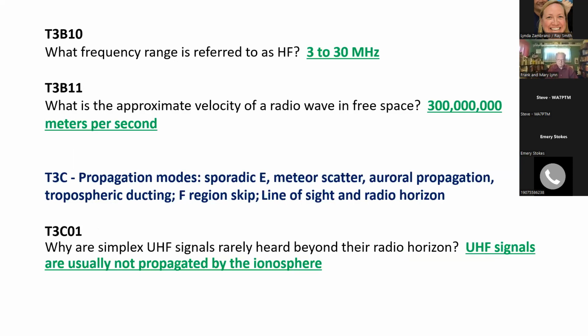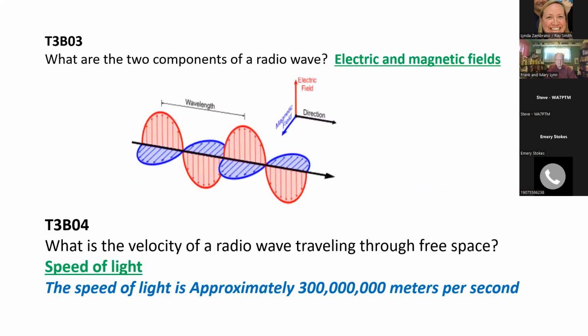What is the approximate velocity of a radio wave in free space? 300 million meters per second. So there you have 11 questions. You'll have one of those. And this is probably the easiest section on radio propagation you're going to have, because it all goes back.